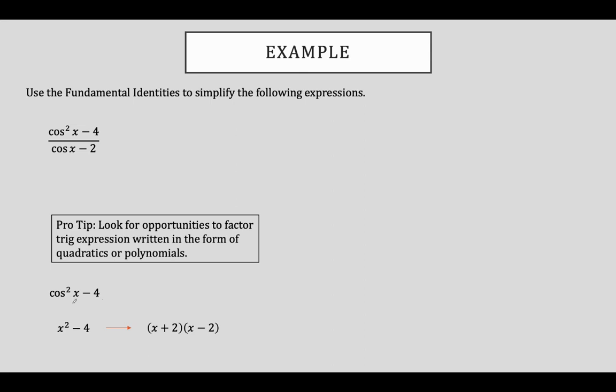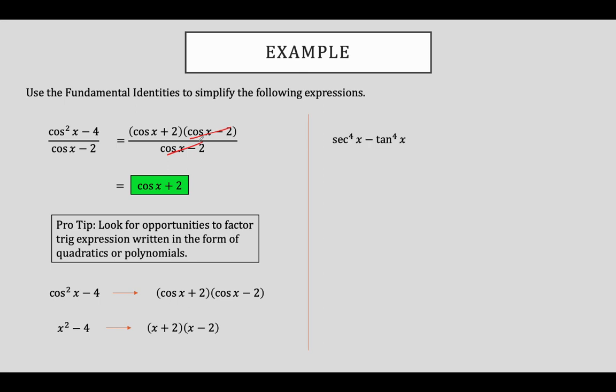Our trigonometric expressions are going to factor in a similar manner, except instead of x's, we are going to end up with cosine x's. This gives me cosine x plus 2 times cosine x minus 2 when it is written in factored form. So what we have here is cosine x plus 2 times cosine x minus 2, all divided by cosine x minus 2. And the cosine x minus 2's divide out, and we are left with cosine x plus 2 as our final answer. All right, look for opportunities to factor.